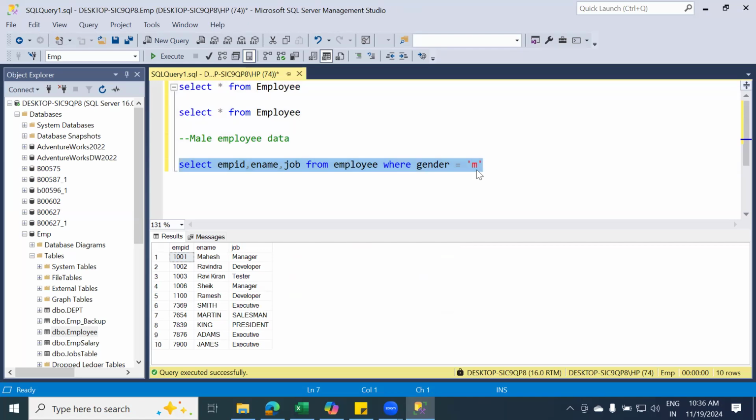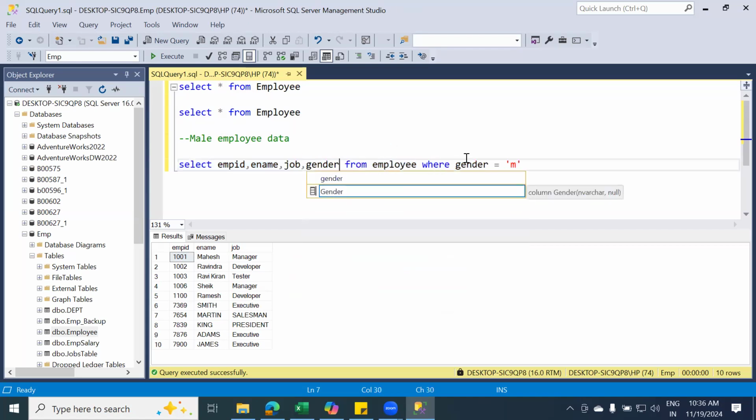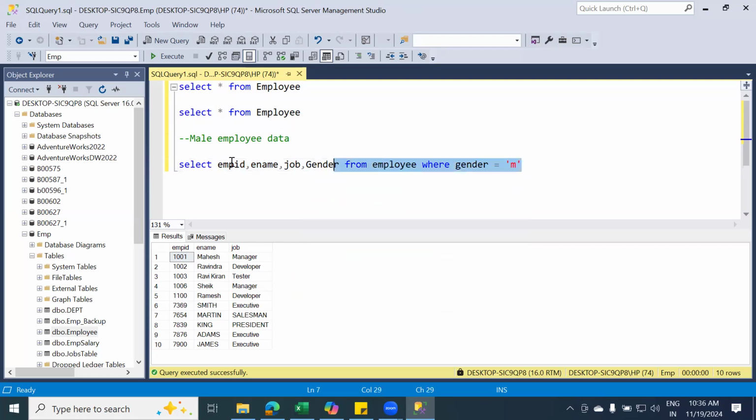But there is nothing showing like gender over there. Yeah, because did we select the gender column? We didn't select, right? Then you come here and you just add gender. Then if you execute this, it will display the gender also. So based on your requirement, whatever the columns you want to select, you select them and you work with them. Any other questions?